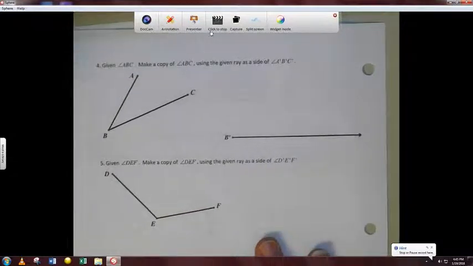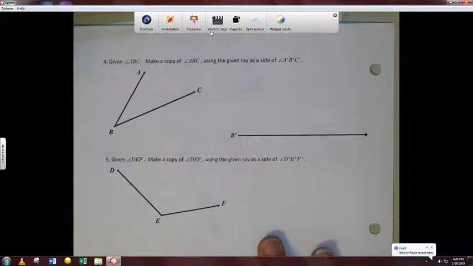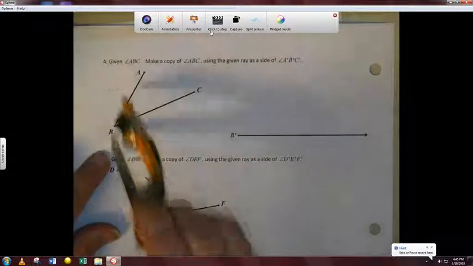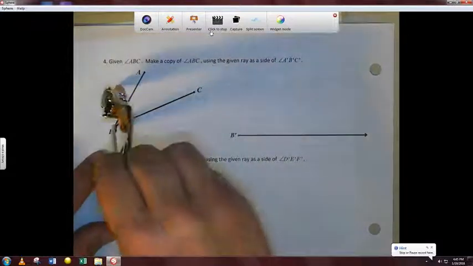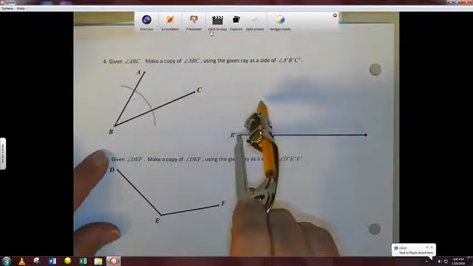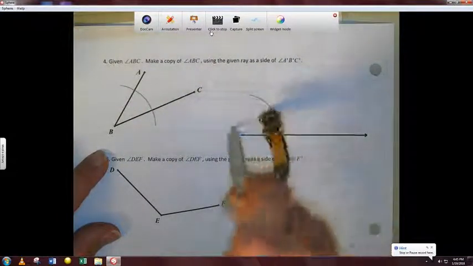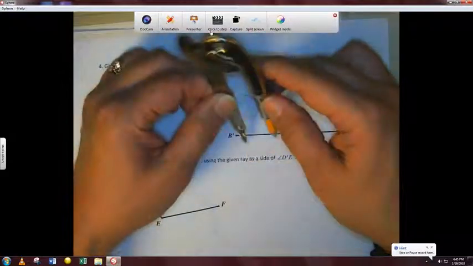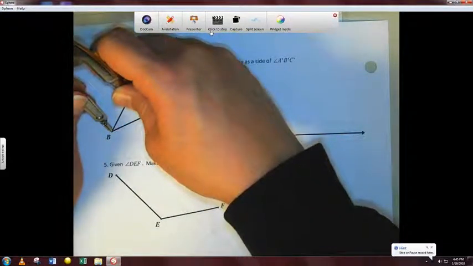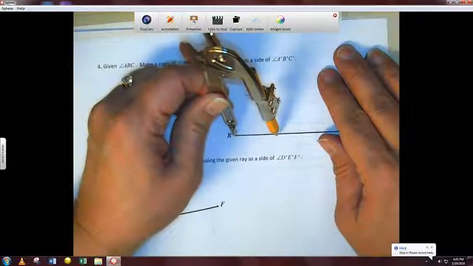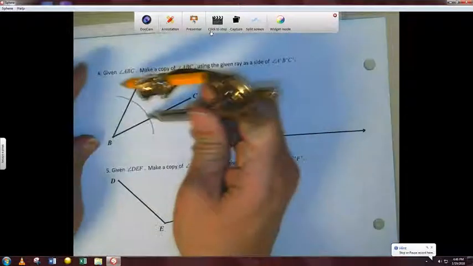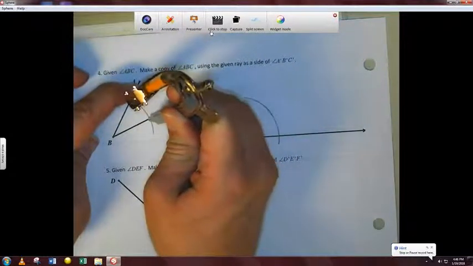Next example. All right, as a reminder, angle copy. We start by putting our compass point on the vertex of the angle we're copying and swinging an arc. And then we do the same thing over here on our working line. Oops. And then we measure how wide the angle is.